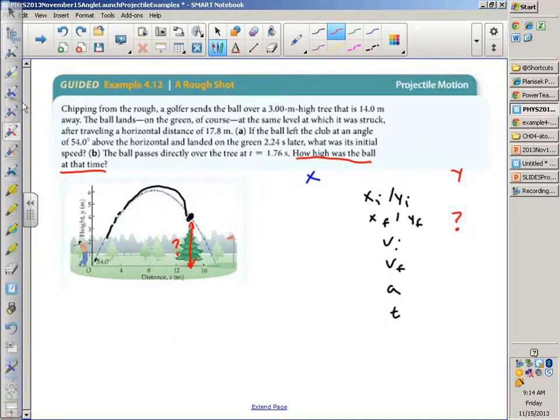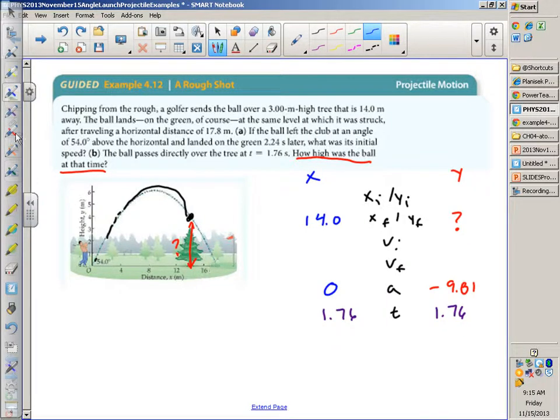All right, now we start filling in things we know. First thing we can fill in? Acceleration. Put the accelerations in. This is still 0. This is still negative 9.81. Okay? Now to the specifics of this problem, what else did they give us? Time. 1.76, because that's when it passes over the tree. They also gave us final x. They told us how far away this tree is. It's 14 meters away. That's how far horizontally it traveled.